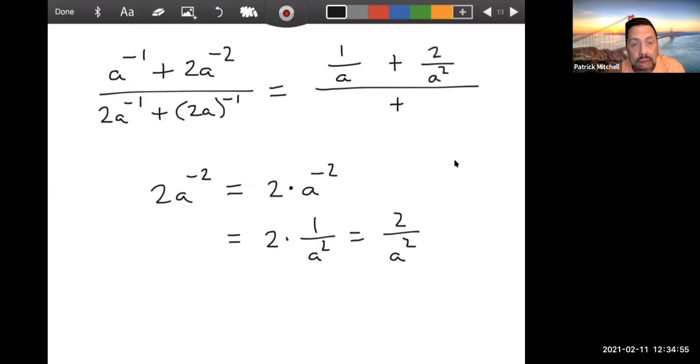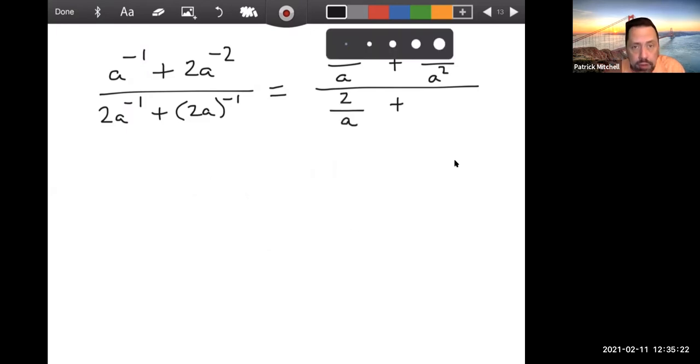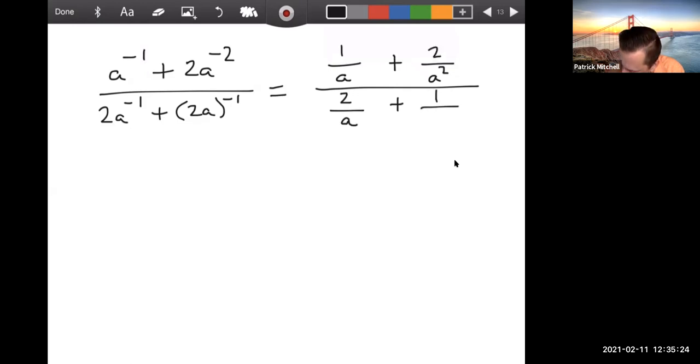And 2a to the negative 1 is very similar. That would mean 2 over a to the first, or just 2 over a. Okay, so now let's get rid of this. And let's talk about the negative 1 power of 2a. Because the 2a is in parentheses, that means that the negative 1 power does apply to that whole thing. So this is just another way of saying the reciprocal of 2a. So the whole entire 2a is going to go downstairs. And that's what this is doing in the section on complex fractions.